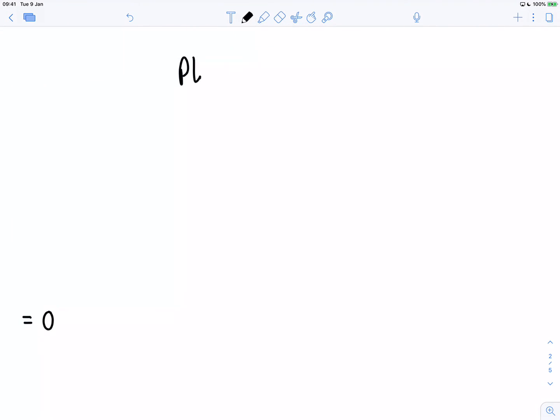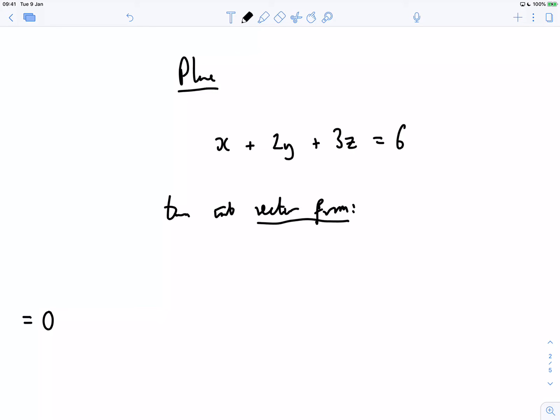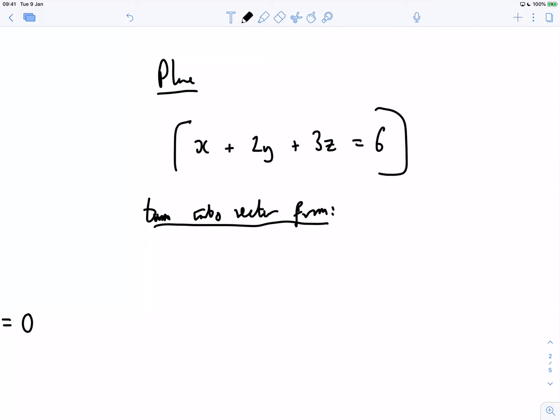Let's say I've got a plane with Cartesian form. Let's say x plus 2y plus 3z, and let's say that equals 6. Okay, and I want to turn this into vector form. So this is a plane, and I want it into vector form.